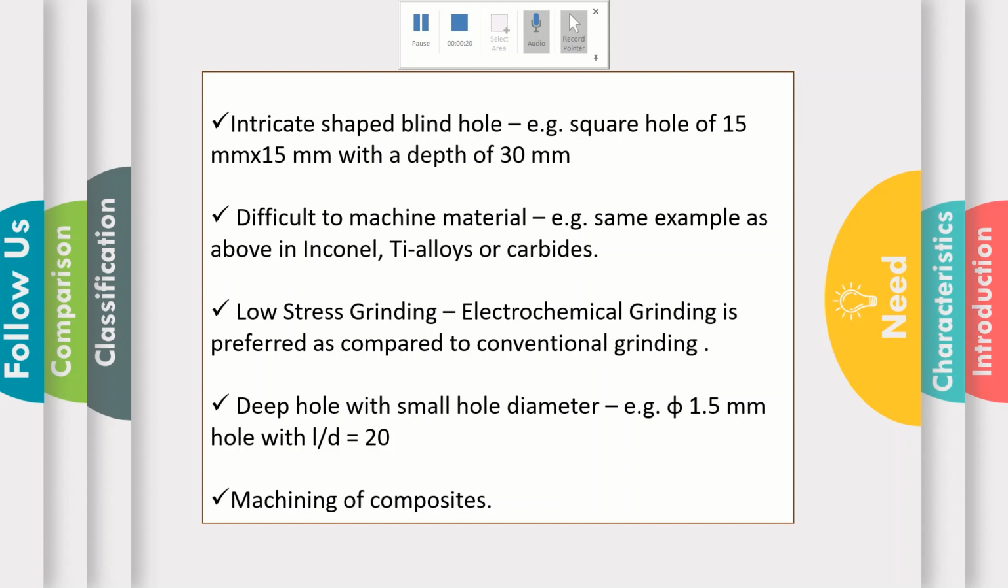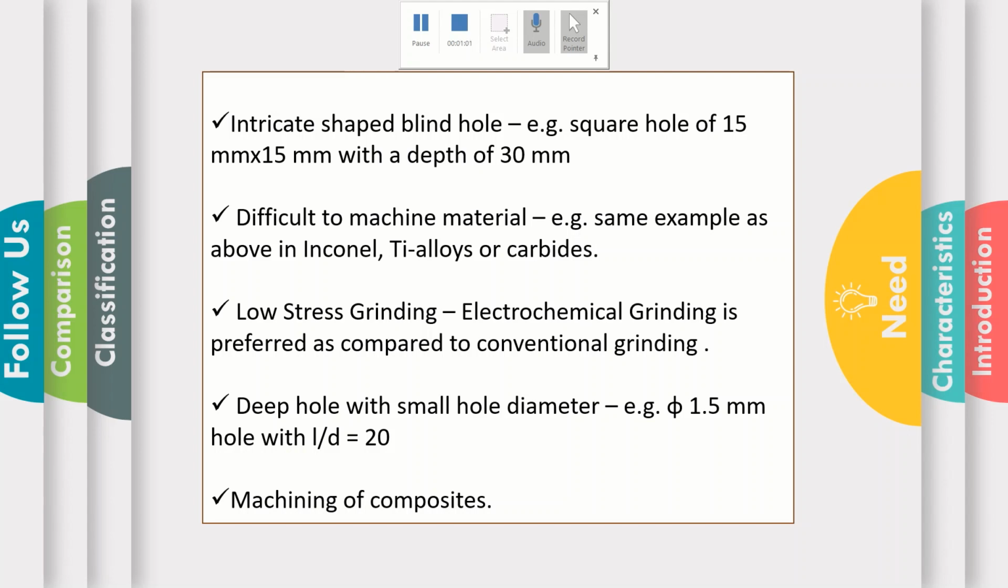Now here I will give some examples where we can preferably use non-traditional processes over conventional machining processes. First example: if you want to drill an intricate shaped blind hole, then we can use NTM processes. For example, a square hole of 15 mm by 15 mm with a depth of 30 mm. Second, if you want to machine a difficult material, then we can use an NTM process.